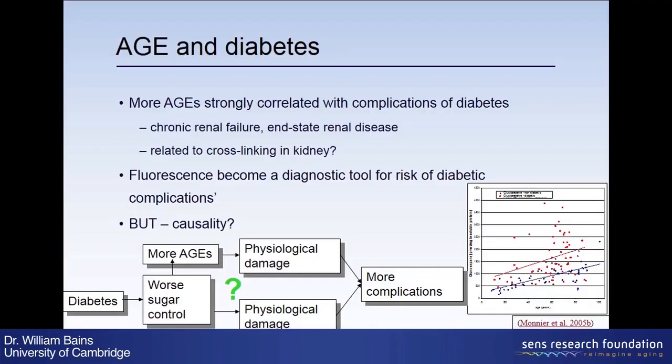The problem for us is that this graph here, which you've seen before, is a great correlation. But does it mean that the glycation end products are causing the disease, causing the secondary effects, the complications of the disease, or is it just a flag, a marker?